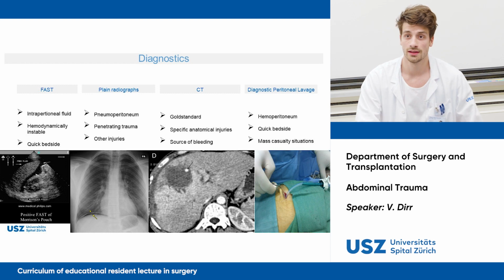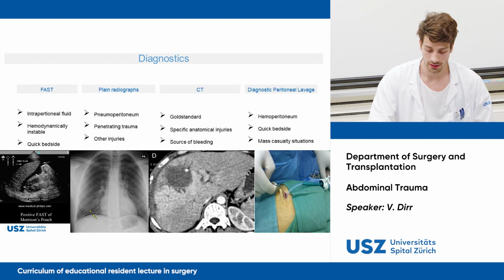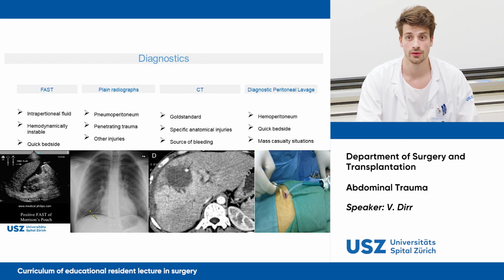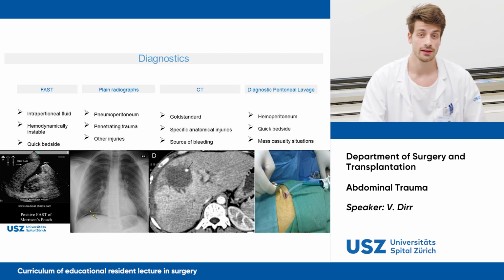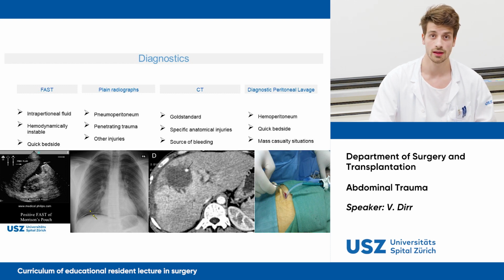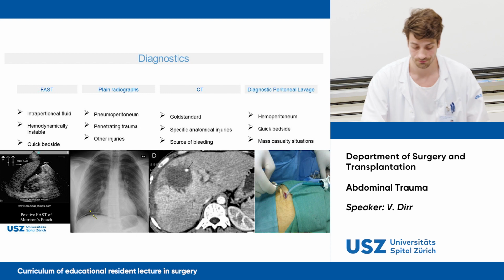So another thing is the diagnostic peritoneal lavage. It's considered an obsolete tool today, where you can detect hemoperitoneum. It's quick, doable at bedside, and might be helpful in mass casualty situations. So what we do is we put in a catheter and inject some fluid, and what we drain afterwards might be reddish or even blood, so it can indicate a hemoperitoneum.